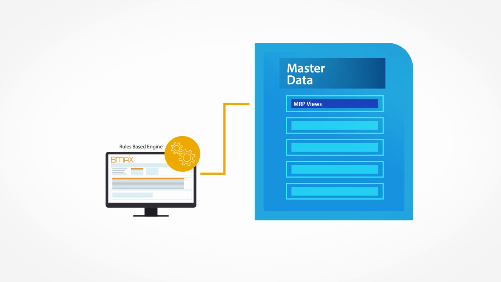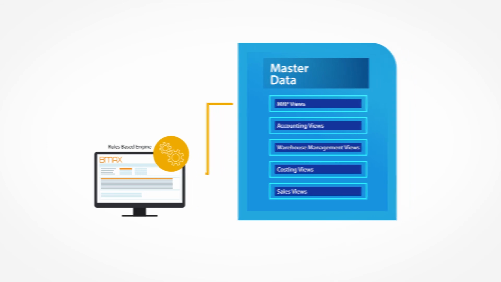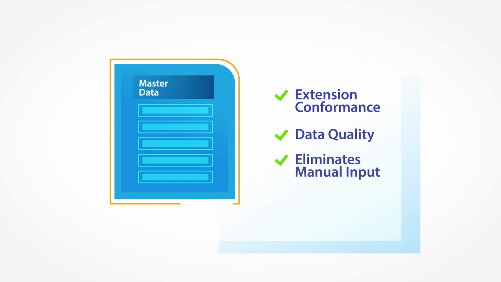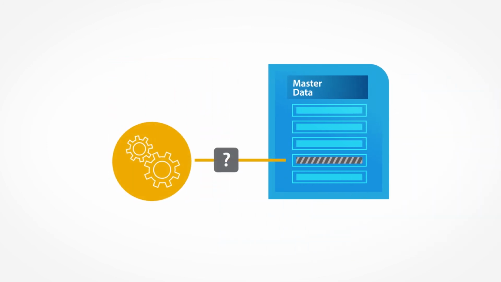So data like MRP views, accounting views, warehouse management views, and many more can all be set to a default value. This ensures extension conformance and data quality, and eliminates the need to manually populate the data, all with no special IT knowledge required. What about data that can't be captured by rules?